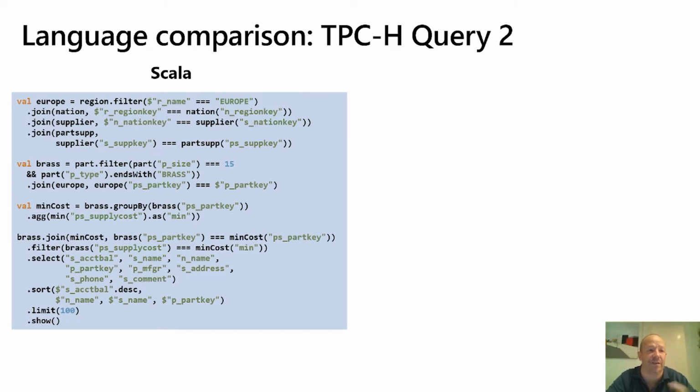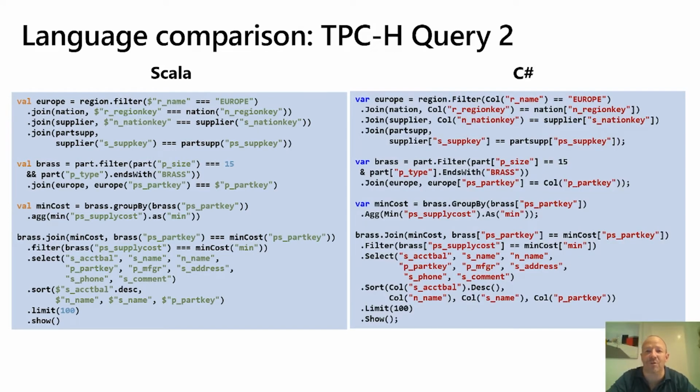And so you see here on one side a Scala expression that takes some joins between nation, suppliers, part suppliers, etc., and applies some filters. Then it applies some more filters and some more joins. It does some group by aggregation, some more joins and filters, and some sorting, some limit, and then it finally shows the result. So this is obviously Scala code with Spark.